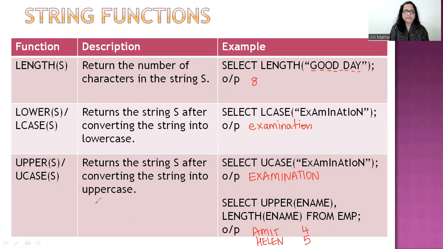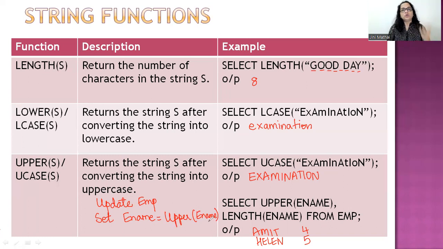So we have learned the update function in our previous videos. So what do I write? Update and the name of the table. What is the name of the table? EMP. Then the keyword set, the column that you want to update. What is the column you want to update? ename. And what do you want to do? You want to convert all the names to uppercase. So you could write UPPER in brackets ename. So what does that mean? All the names get converted to uppercase.